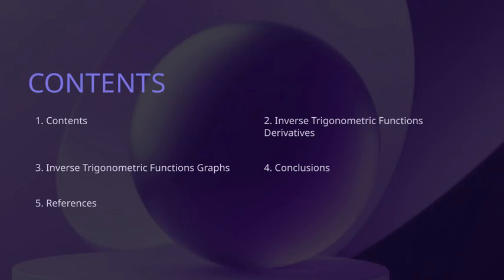Now, moving on to slide 4, which focuses on the conclusions. Here, we'll summarize the key takeaways from our discussion on inverse trigonometric functions and their derivatives. It's important to understand how these derivatives are derived and how they relate to the function's graphs, which we covered earlier. This slide helps us tie everything together by highlighting the main points we've learned. We'll also briefly touch on the significance of these concepts in broader mathematical applications. So, let's see how all these pieces fit into the bigger picture of calculus and mathematical analysis.